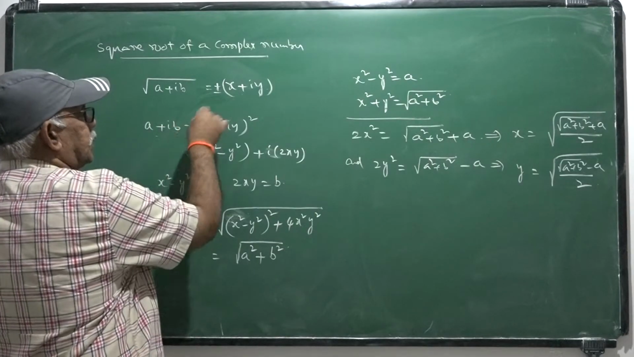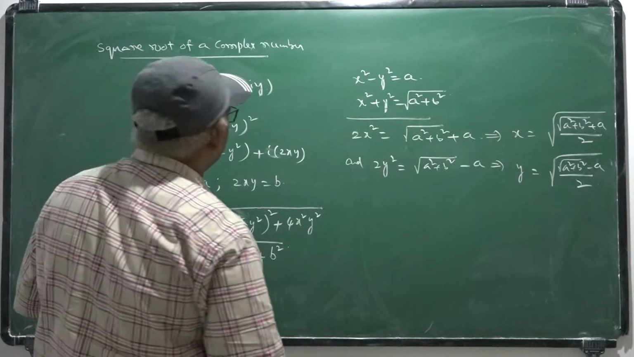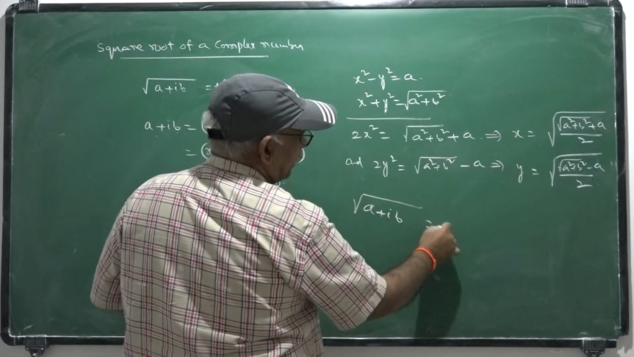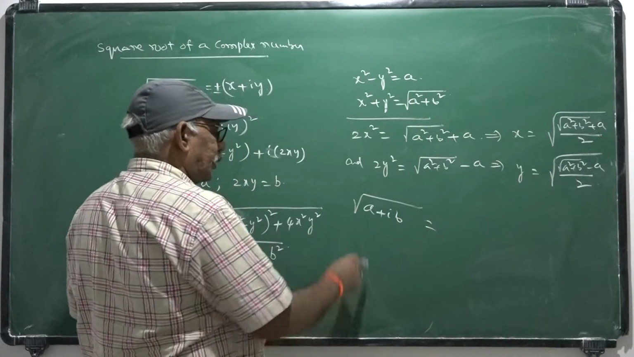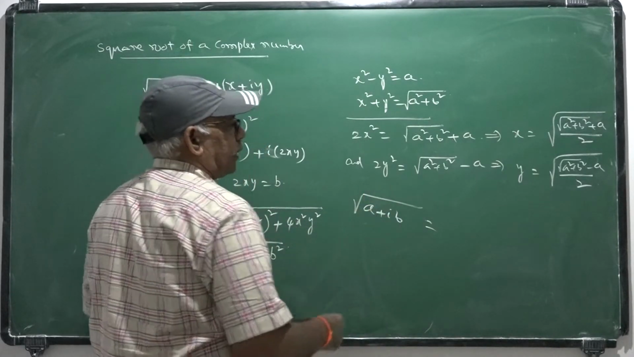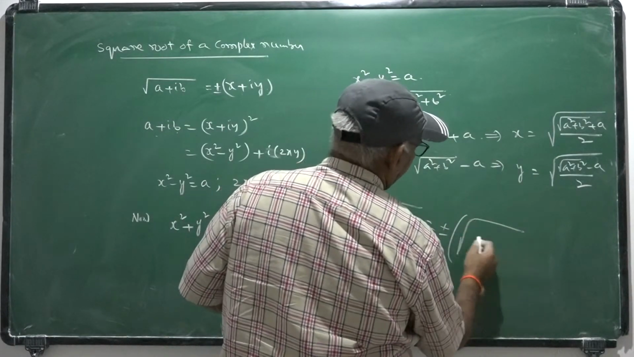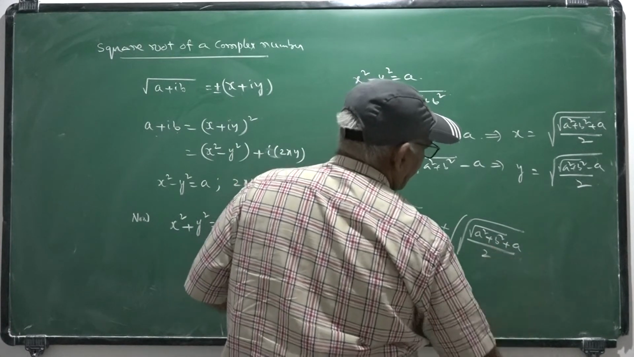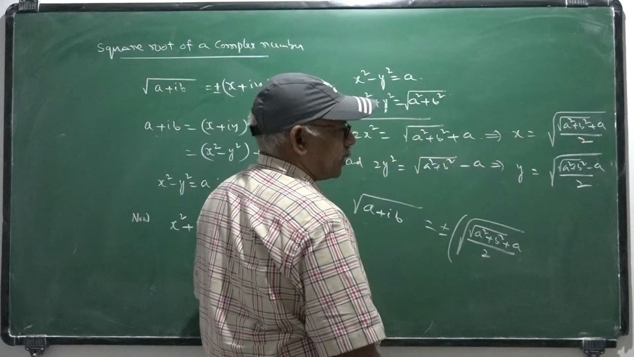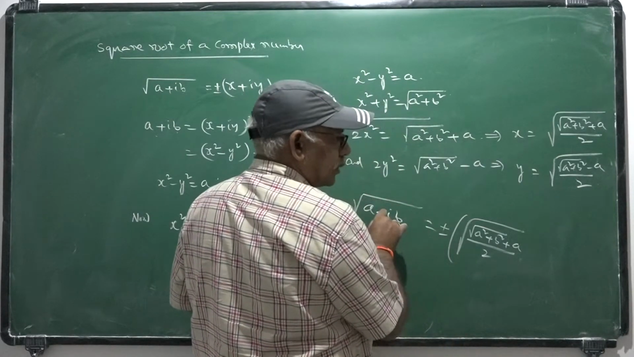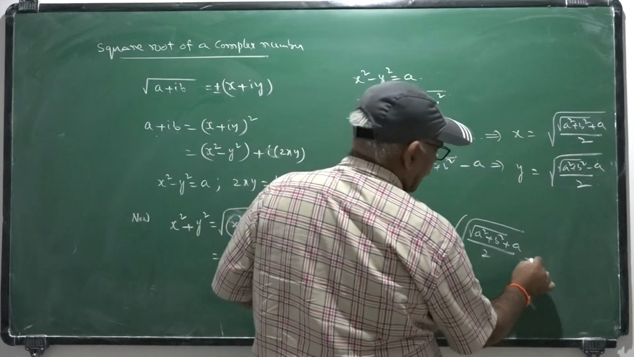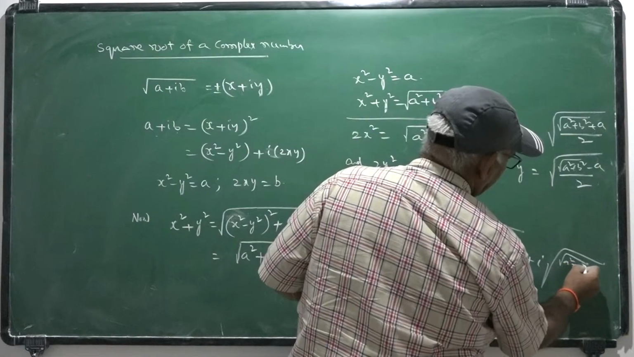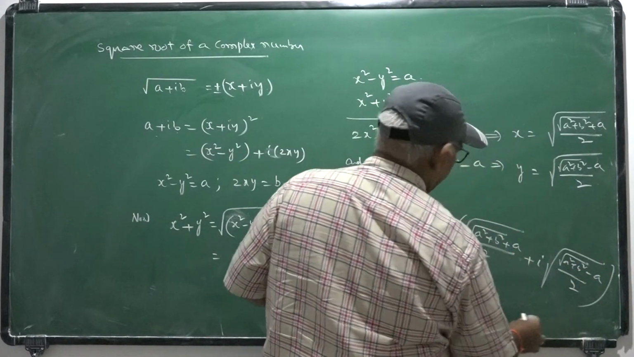So the square root of a plus ib is plus or minus (x plus iy), that is plus or minus [square root of (root over a square plus b square plus a) by 2, plus i into square root of (root over a square plus b square minus a) by 2], once b is positive.